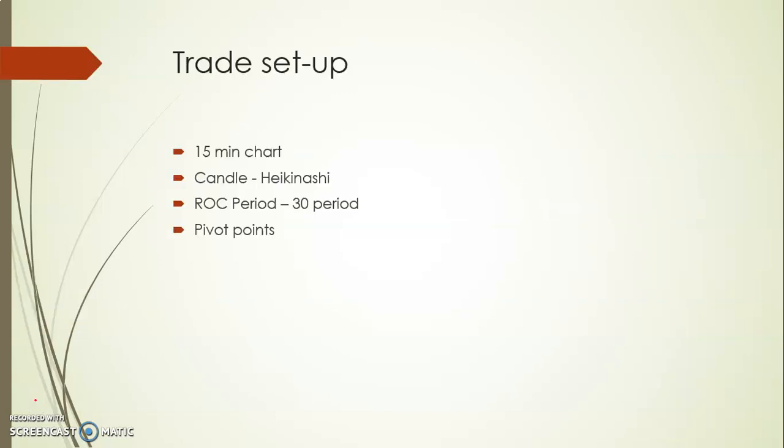We have to plot the 15-minute chart. Then the candle type should be Heikin Ashi, and the ROC period you have to modify to 30 period. The default will be either 9 or 14 depending on the chart site you are using, and then you have to plot the pivot points. Pivot points are plotted to decide the target.